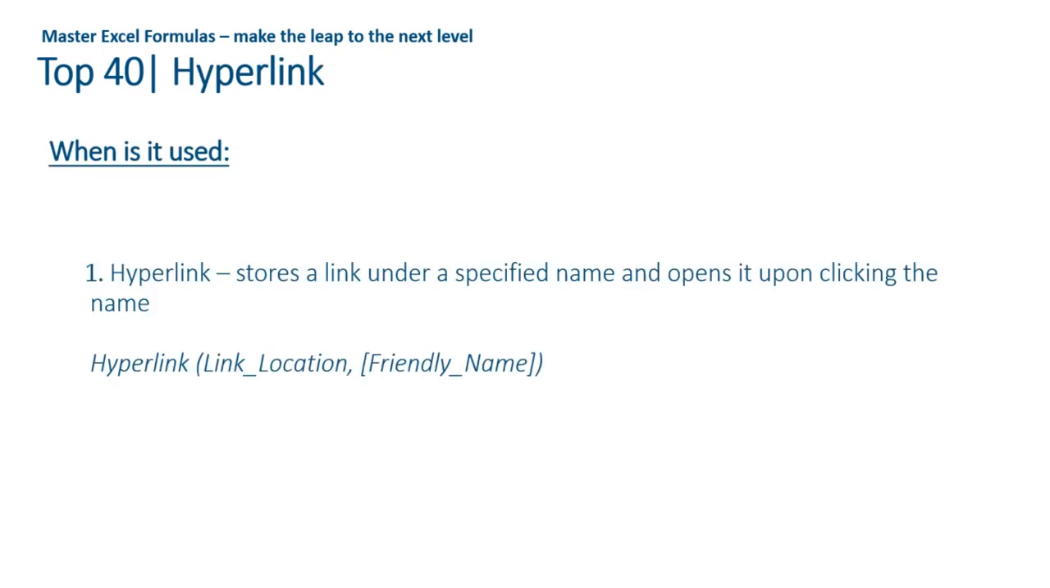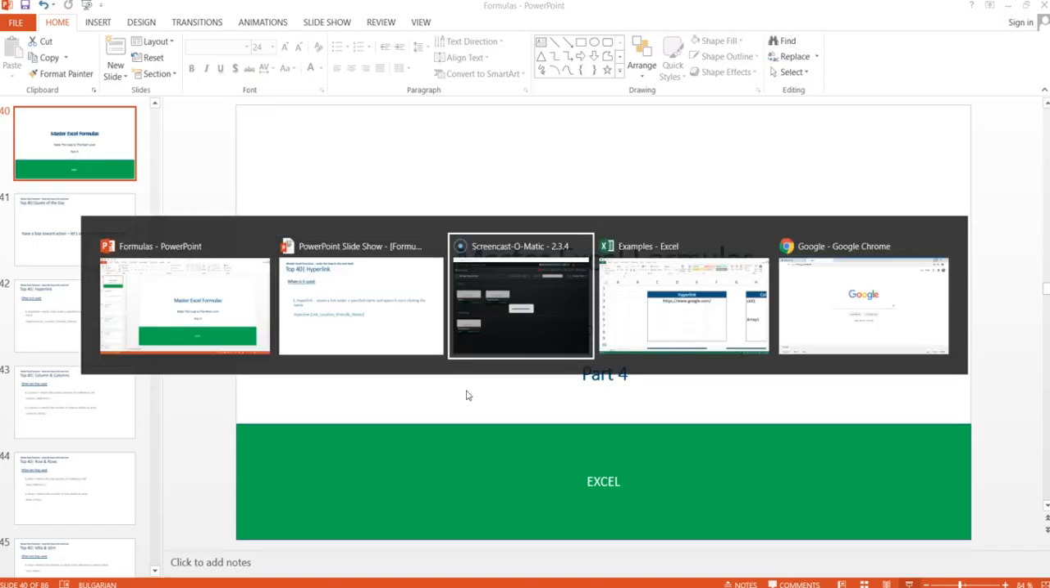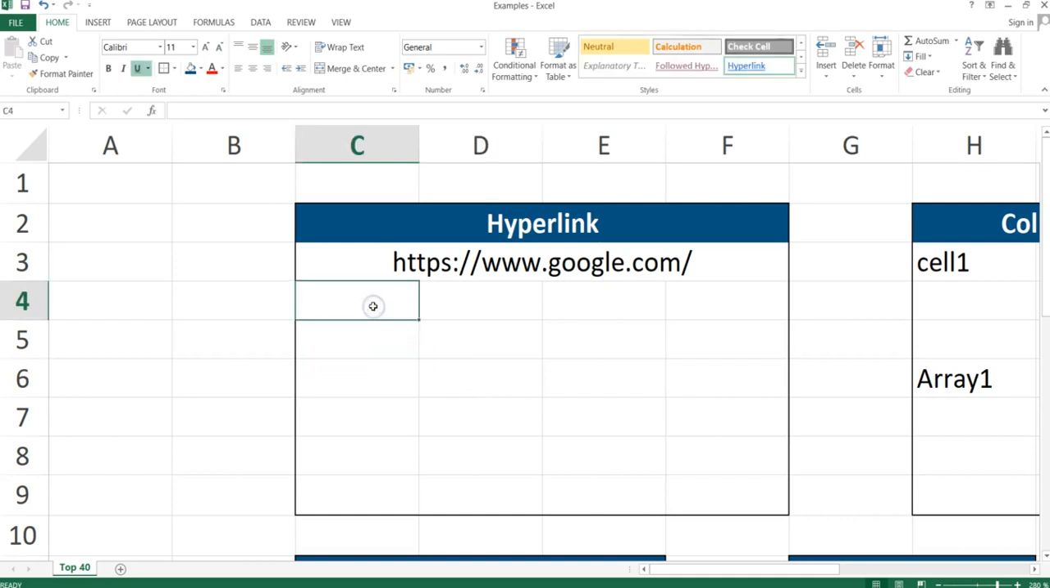So the first formula today is the hyperlink formula. This is a very useful formula again. It stores a link under a specified name and opens it upon, let's say, clicking that name, for example. The way the formula is structured, you need to have, obviously, the link location, and after that a friendly name. I've put that in square brackets because this is an optional thing really. So let me show you an example of this by going to the spreadsheet.